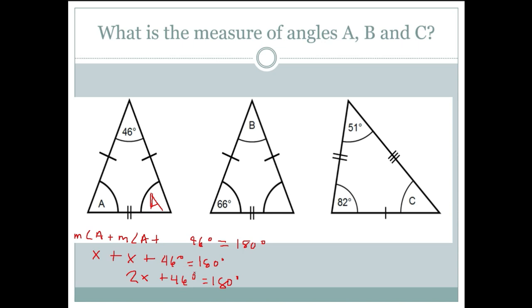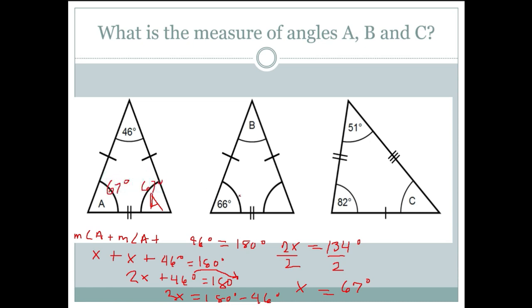2x plus 46 degrees equals 180 degrees. Therefore, we can transpose 46 degrees to the other side. So that would be 2x equal to 180 degrees minus 46 degrees. Therefore, 2x equal to 180 minus 46, which gives us 134 degrees, right? And then, so that we can isolate x, we will divide both sides by 2. Therefore, x is equal to 67 degrees. So we say that this unknown angle is 67 degrees.